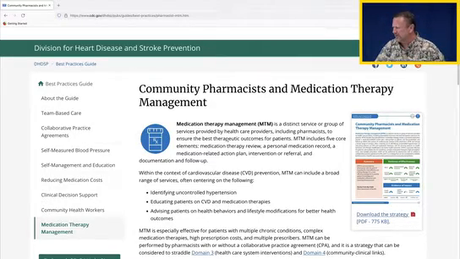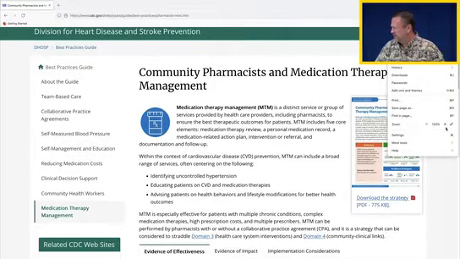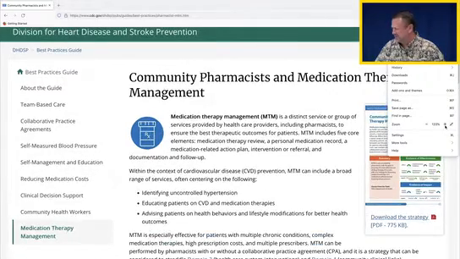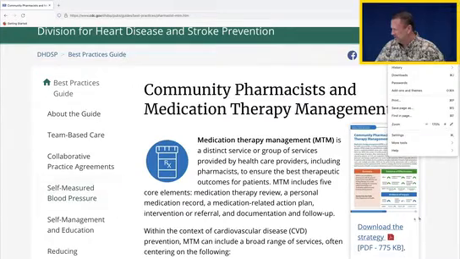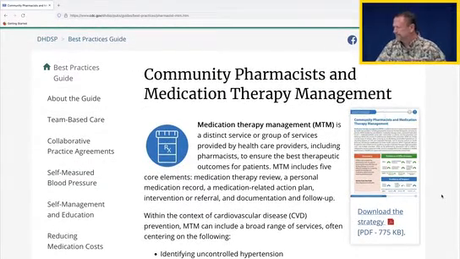And so here they're giving the medication therapy management description in the context of cardiovascular disease. And so let's see if we can make this a little bit bigger. Good. Yeah, I can barely read it now.